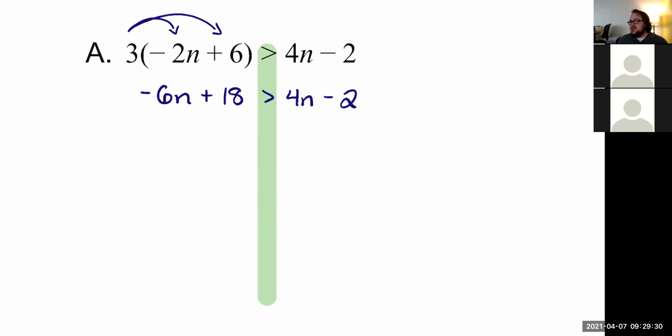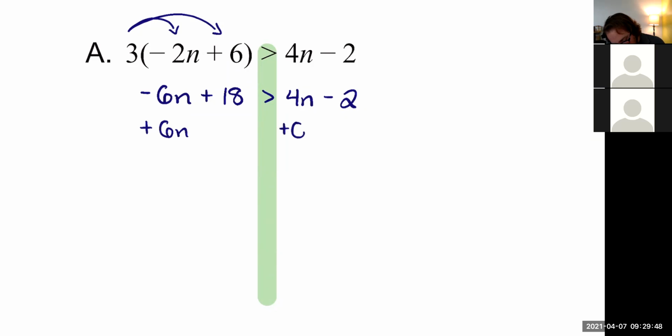Now, technically, I usually suggest moving the smaller of the two, but we can also technically move either. Would you rather move the negative 6n or the 4n? Okay, how would you make the negative 6n disappear? Okay, so we're going to add 6n on the left. That makes it disappear there.